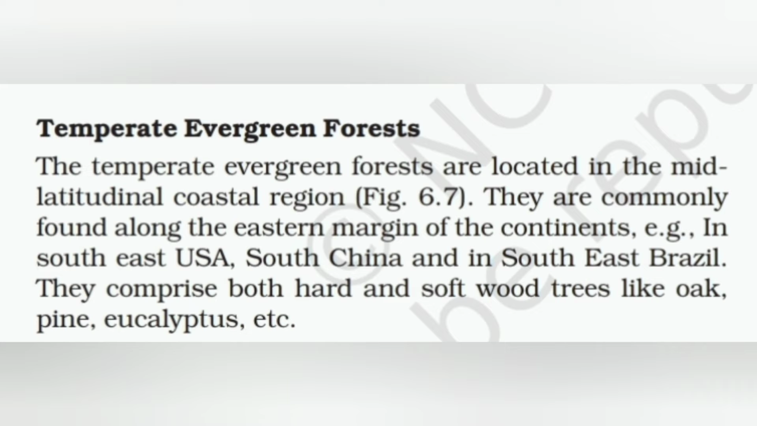Temperate evergreen forest. The temperate evergreen forests are located in the mid-latitudinal coastal region. They are commonly found along the eastern margin of the continents. Example, in southeast USA, South China, and in southeast Brazil. They comprise both hard and soft wood trees like oak, pine, eucalyptus, etc.